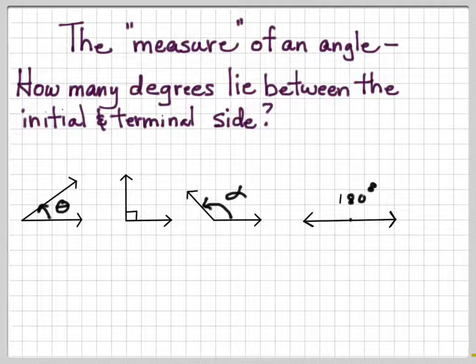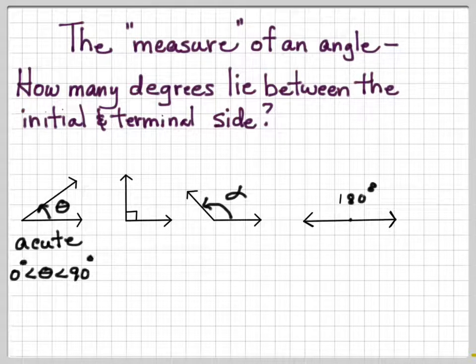The first one is an acute angle, and the definition of acute angle is an angle that is less than 90 degrees. Now we're going to say it lies between, this is theta, theta lies between 0 and 90. Cannot be equal to 0, cannot be equal to 90. The next one is a right angle, and a right angle is exactly 90 degrees.